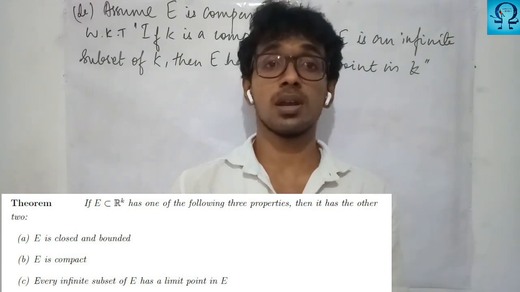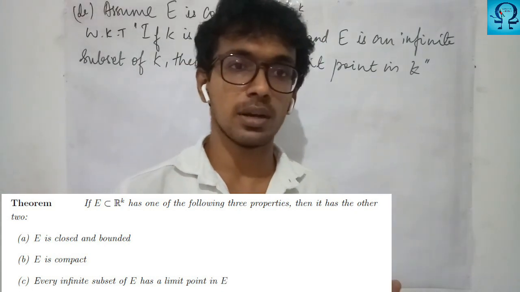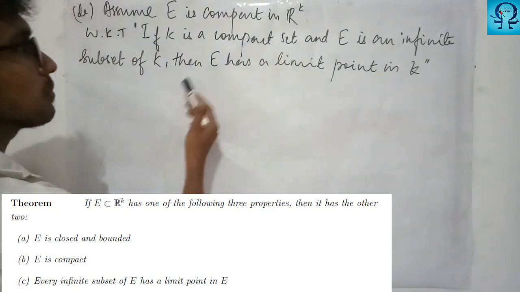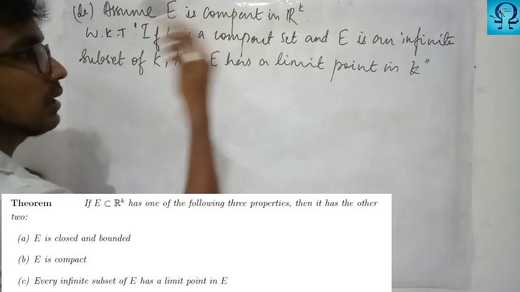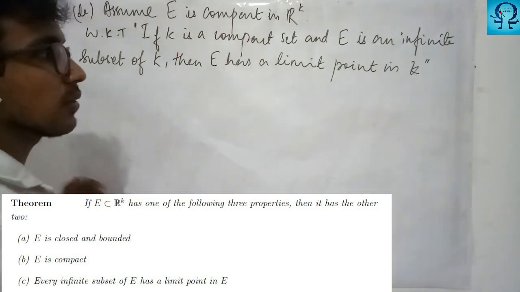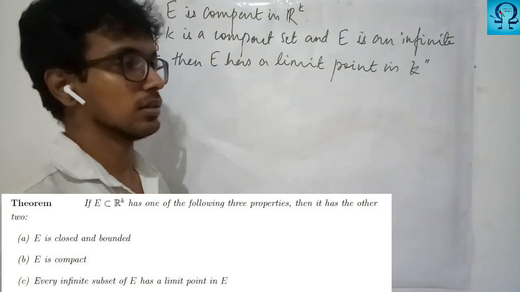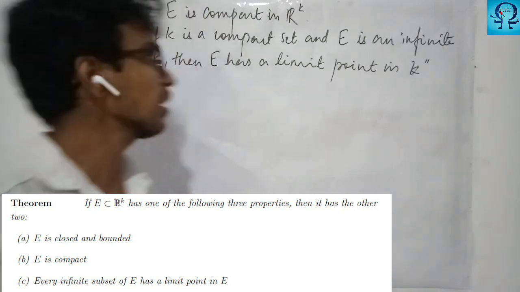It was proved to be true in any metric space, and here in particular we are talking in Euclidean space. The same thing we have to prove, right? Any infinite subset of E has a limit point in E. That is what we need to prove. It is the same thing here, so there is nothing new to prove here, right?